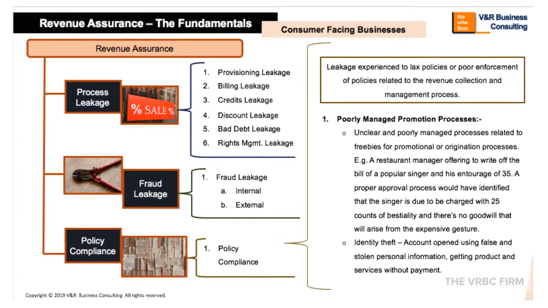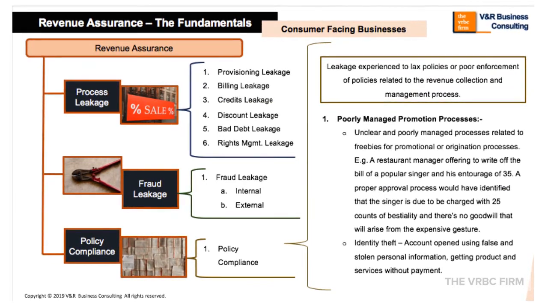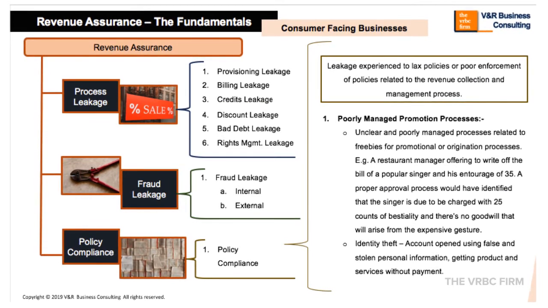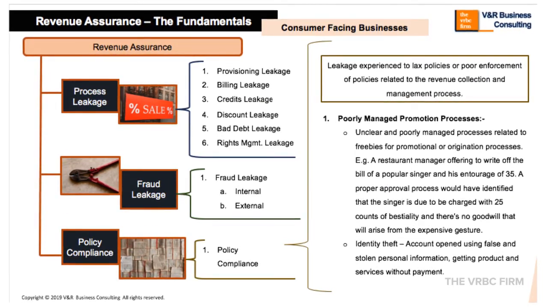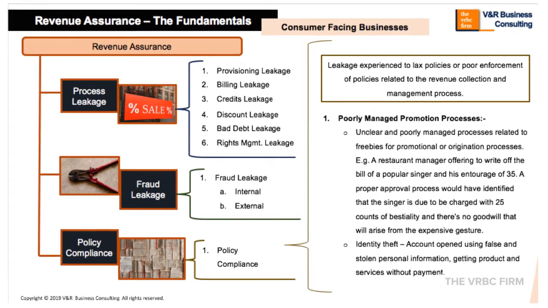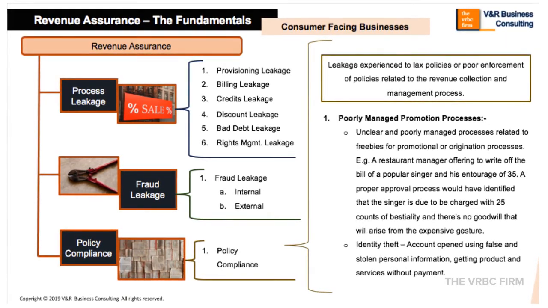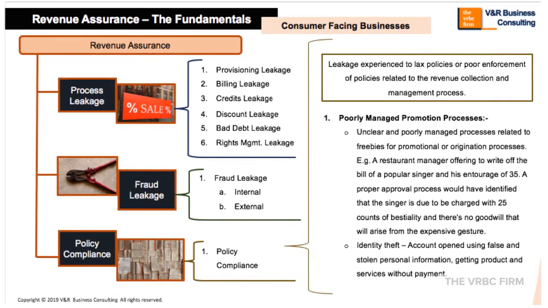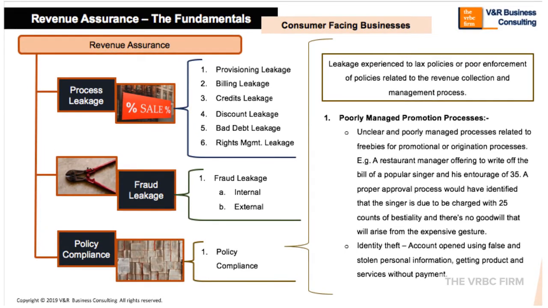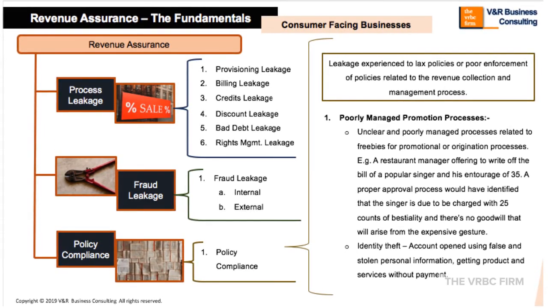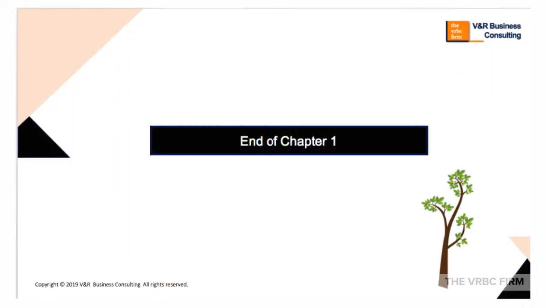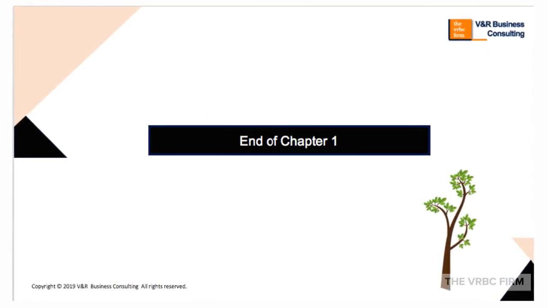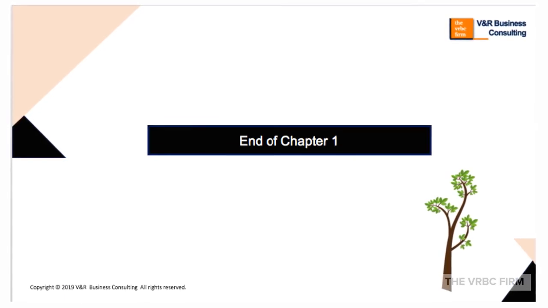Lastly, we deal with leakage that occurs due to policy compliance issues. These are policy inefficiencies that lead to loss of revenue for the company. And that's it for the fundamentals. We're now ready to set up a revenue assurance framework and governance model in Chapter 2.